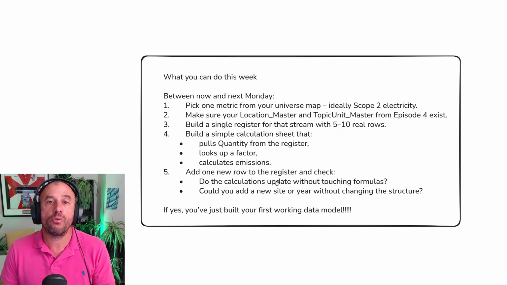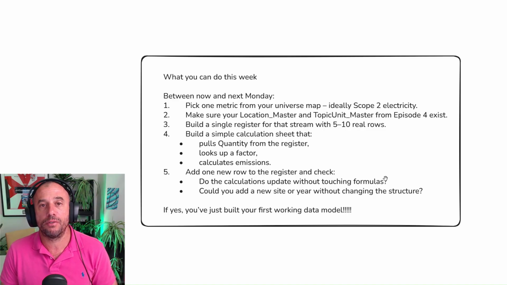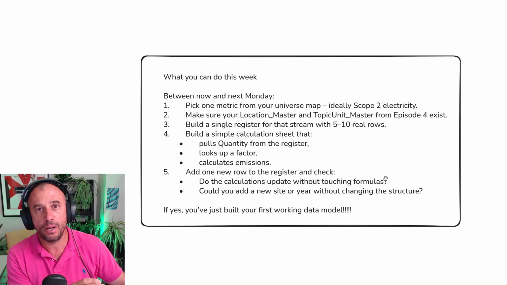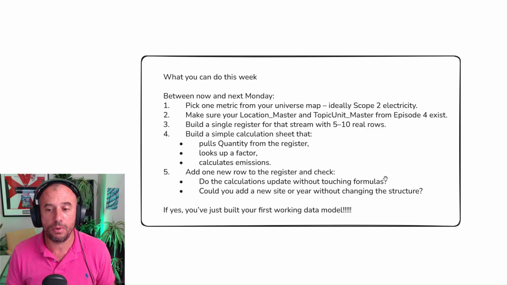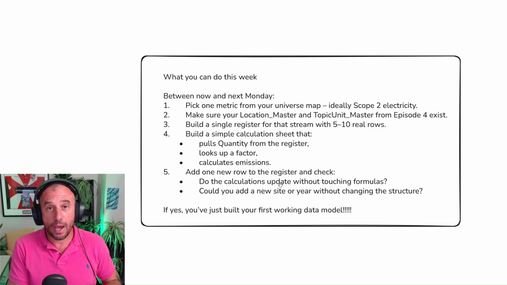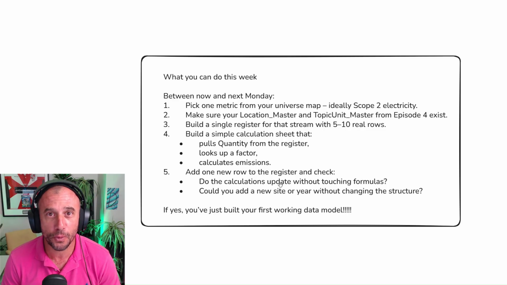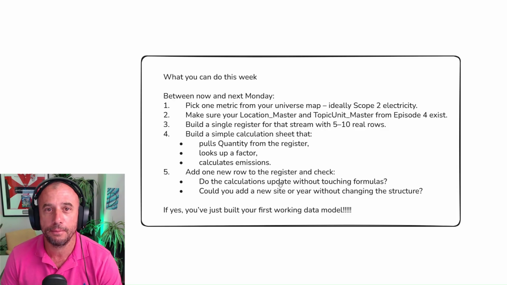Now add one new row to the register and check: do the calculations update without touching the formulas? So you've got your data model all set up and you've added another row into your raw data, and did everything still flow into the calculations properly? And could you add another site or location without changing the structure? If you can do all that, then well done. You built your first data model for sustainability data.